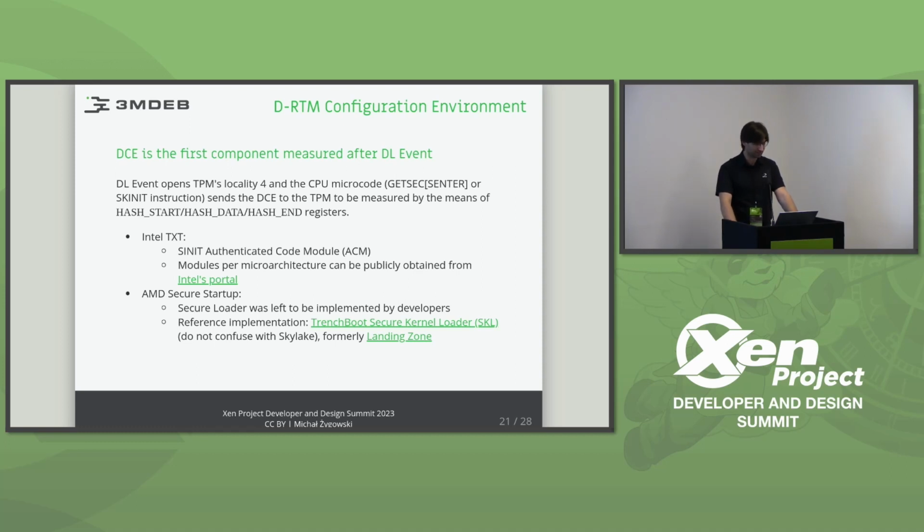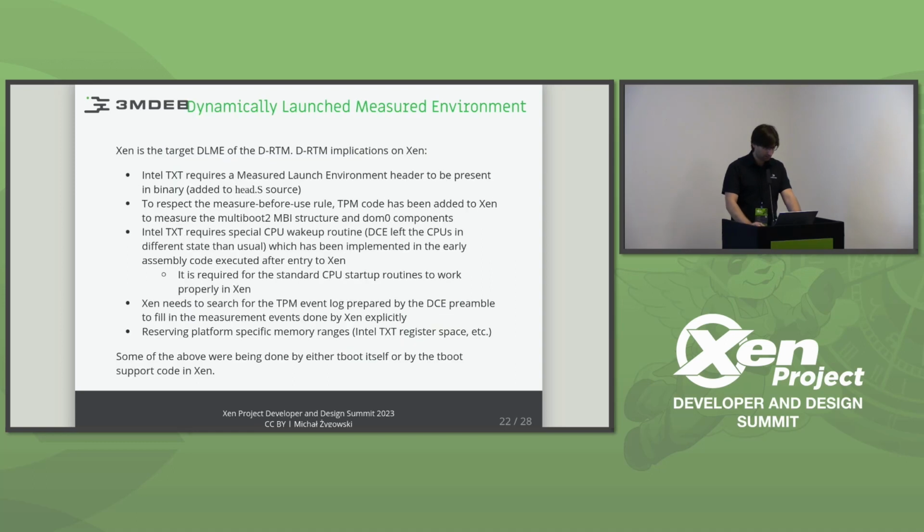The source code is accessible on the TrenchBoot GitHub. And we called it the Secure Kernel Loader, formerly Landing Zone. Do not mistake it with Skylake, because the shortcut is the same. The DCE is measured, as I mentioned, by the hardware, by sending the DCE blob to the TPM by means of the TPM hash start, hash data, and hash end in TPM locality 4. And what is most important, the DLME. The DLME in our case is the Xen hypervisor.